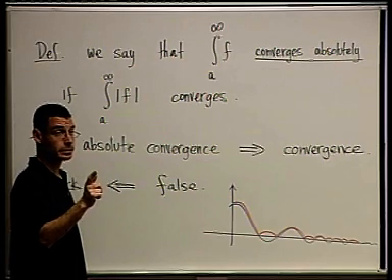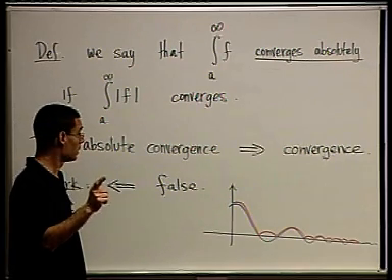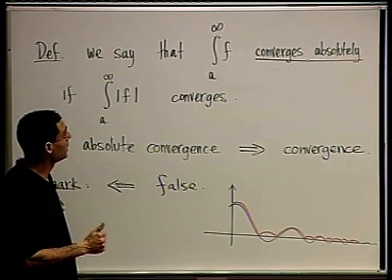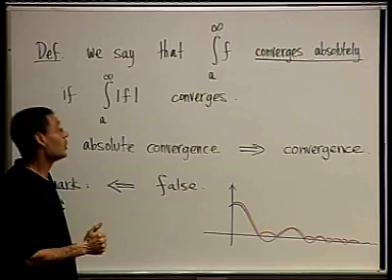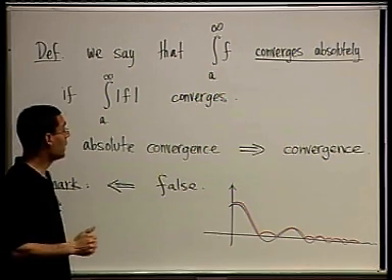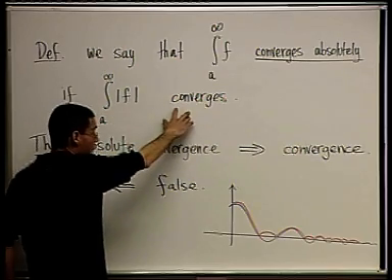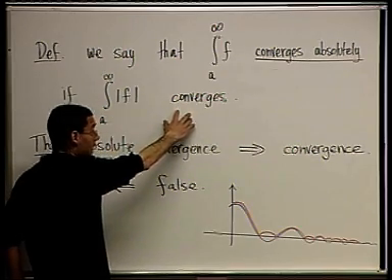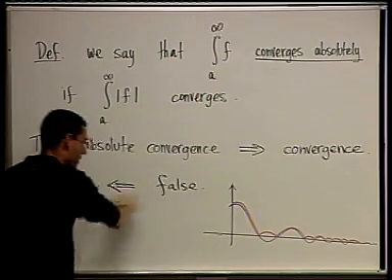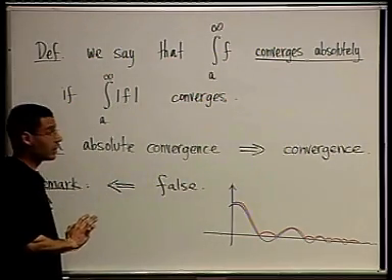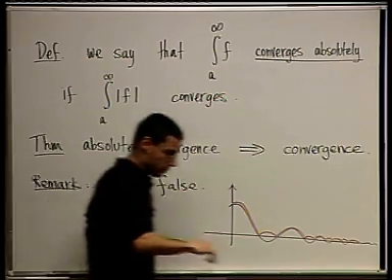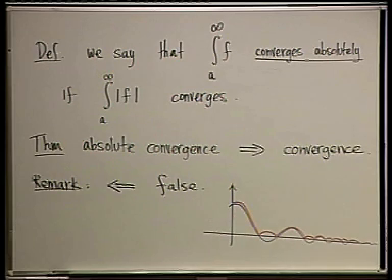Question? What do you mean, go the other way also? No, there's no such notion of diverges absolutely. If this diverges, it doesn't imply that this diverges. That's exactly this remark here, that the other way is false. So the only notion is converges absolutely. Okay, let's give some examples.